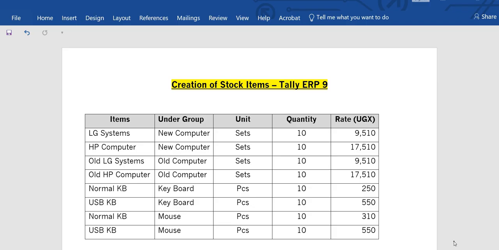So let's get started. Creation of stock items. We have these different items. We have the groups, then we have what we call the units, the quantity, and the rate. These are units of measure. So we are going to create a campaign, but the focus in this session is on how to create these different inventory items, or you can call them the stock items, and then how to create the unit of measure, and then the groups.